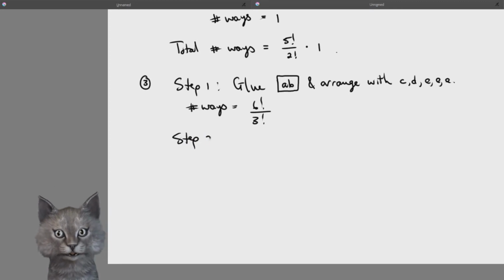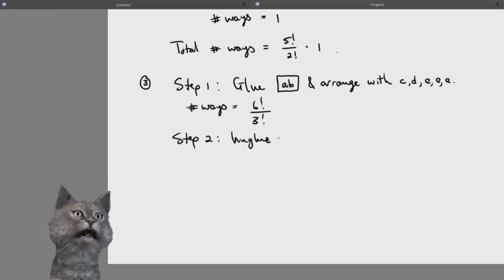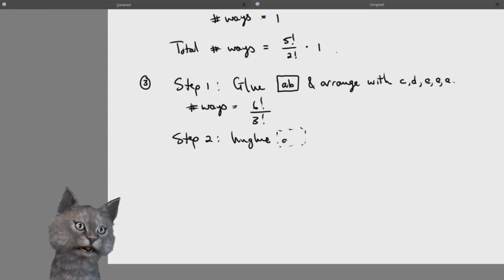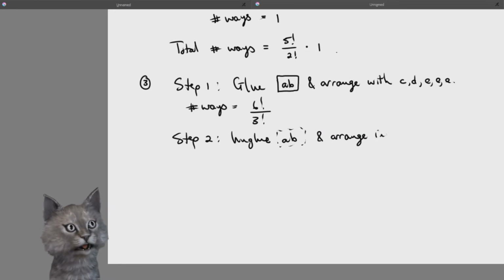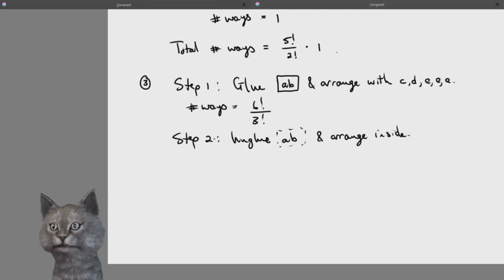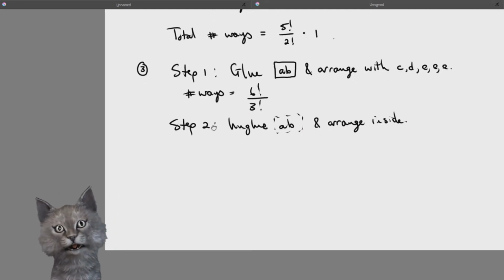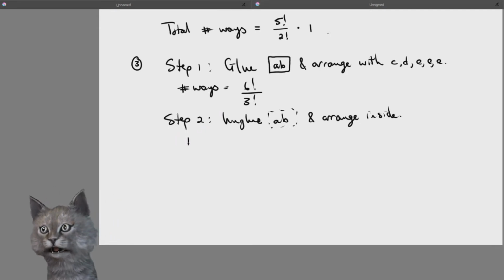I have a gluing step, therefore I have an ungluing step. Unglue. What do I unglue? The A and the B, because that's what I glued. And then I arrange only inside. Only inside. If you want to see a video on exactly how this process works, in a little more detail, without the duplicated letters or anything, let me know.